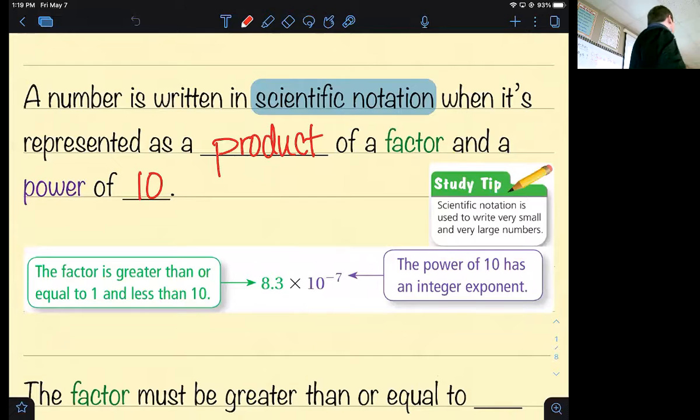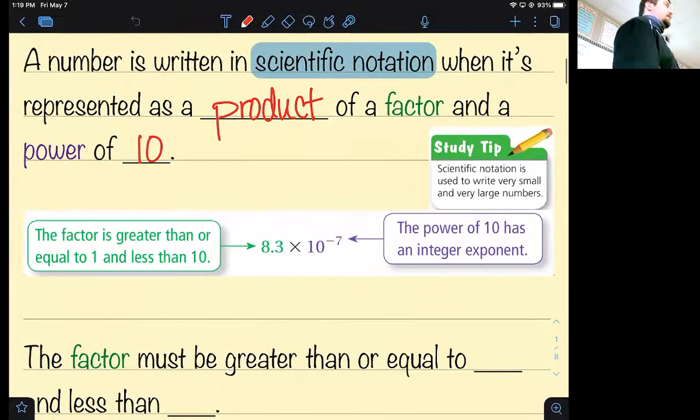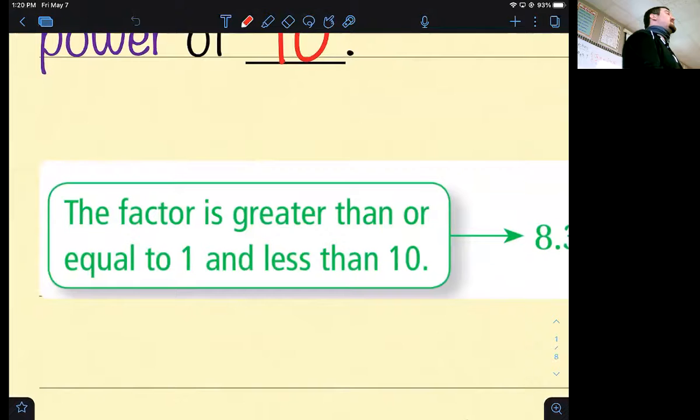So this is what a number that's in scientific notation will look like. You've got a factor here. You've got a power here. The factor, the power. The factor has to be a number that's between 1 and 10. It can be 1, it can't be 10. So a good way to think about the factor is that you can only have one digit in front of the decimal point.